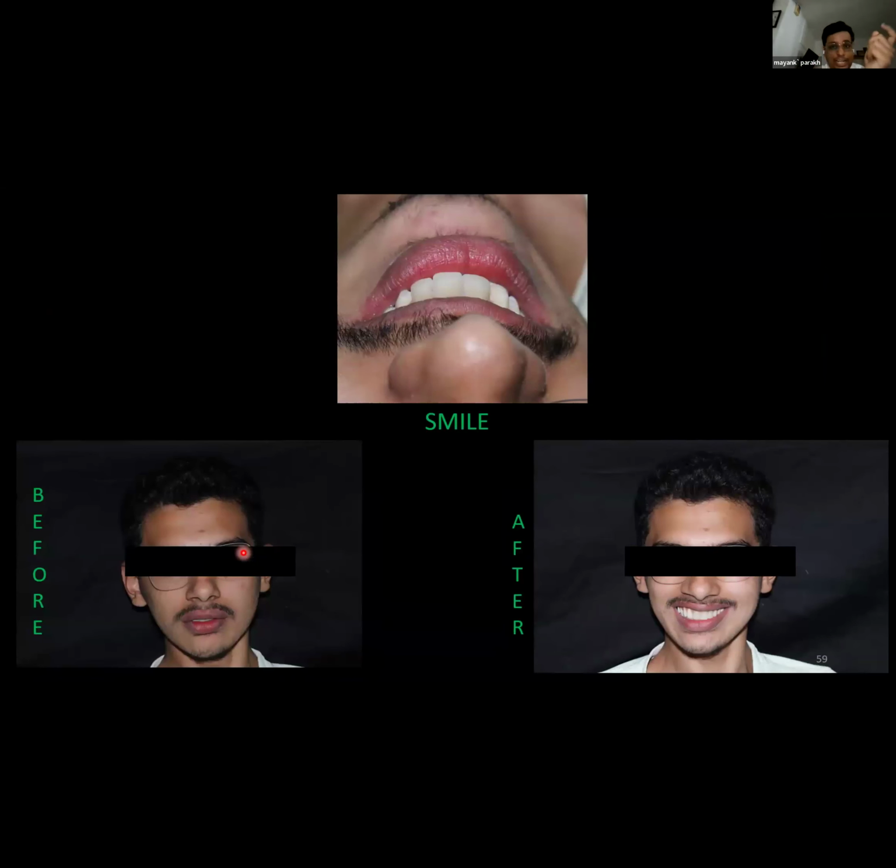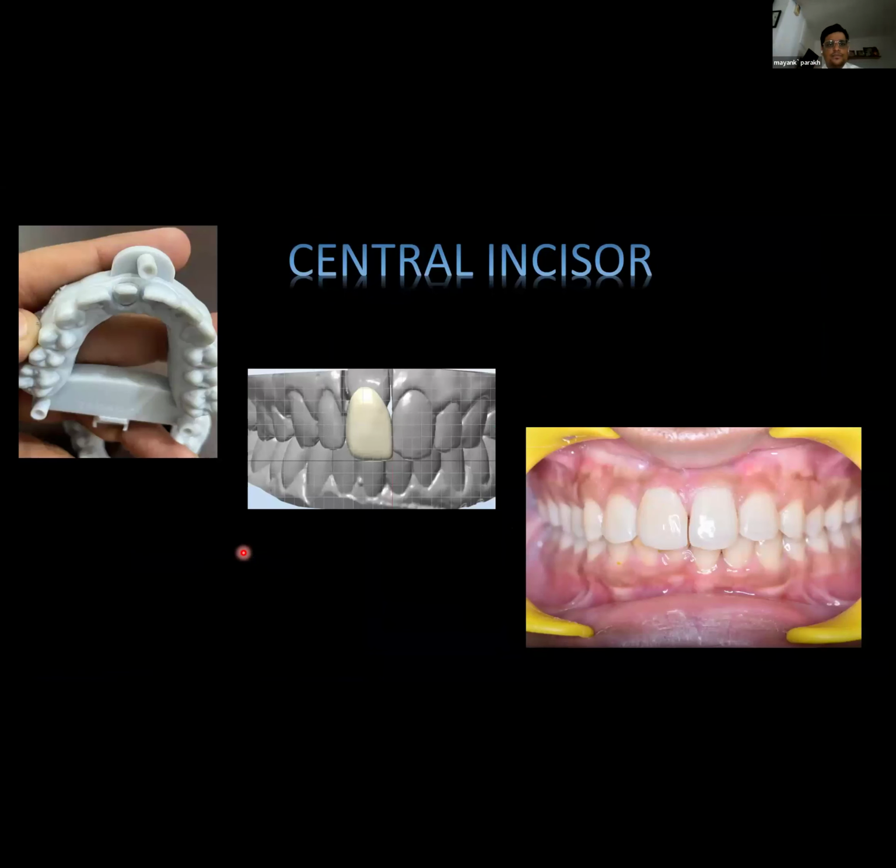And this is how the patient's smile looks finally. This is how we started, and this is how the final outcome of the patient looks.